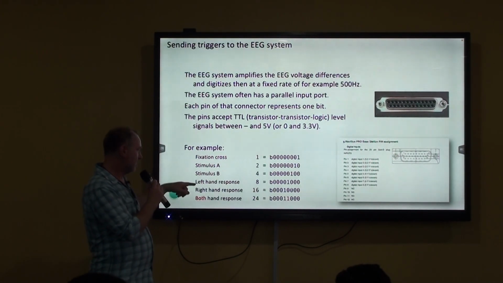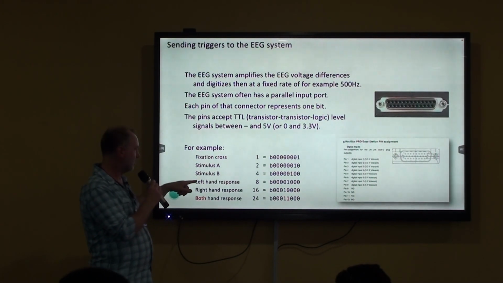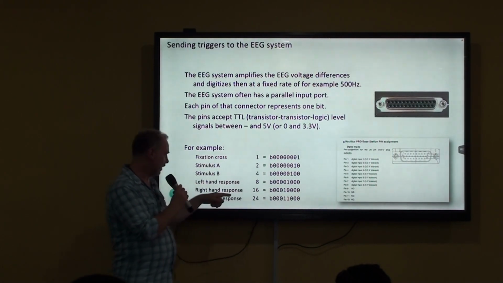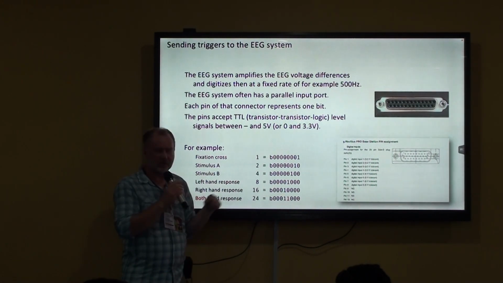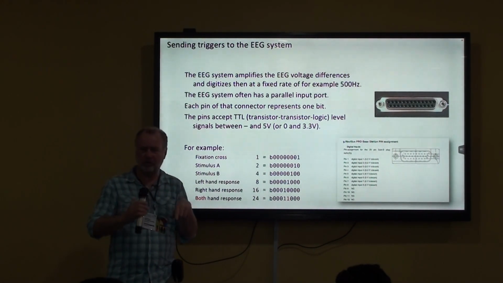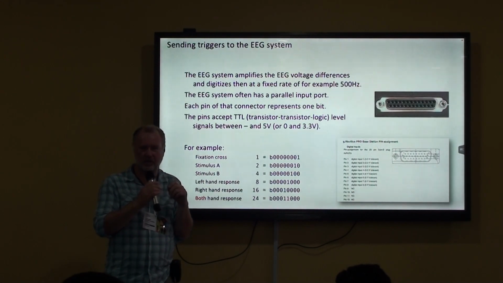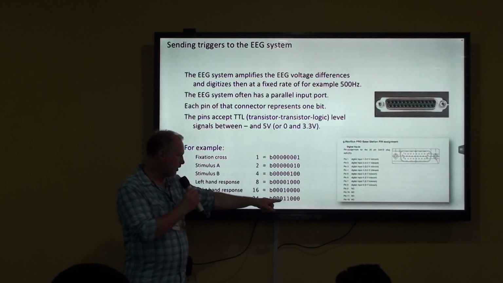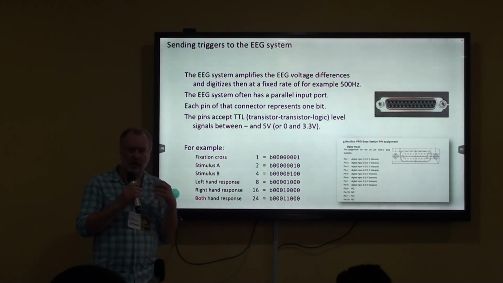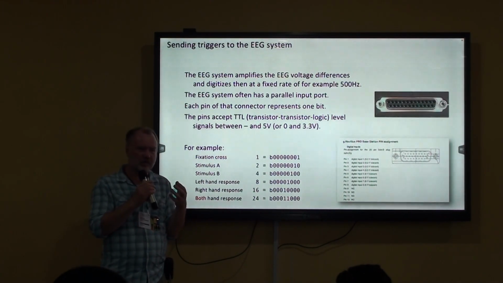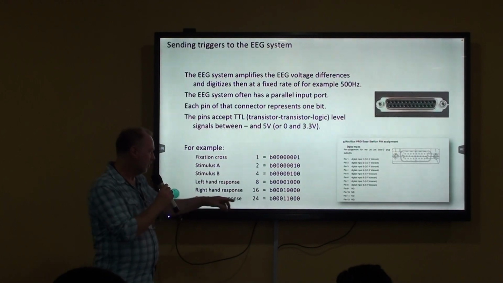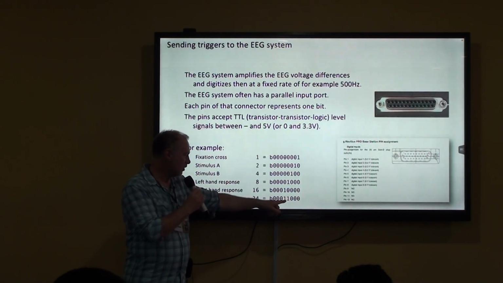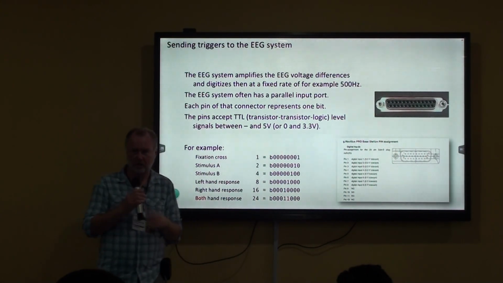If we have a left-hand response, we can also code that in a bit. If we have a right-hand response, we can also code that in a bit. But what if the participant presses 2 buttons at the same time? Then we would get 2 bits that are active, and the decimal representation of this is the sum of the 2. So the decimal representation is 8 plus 16 is 24.